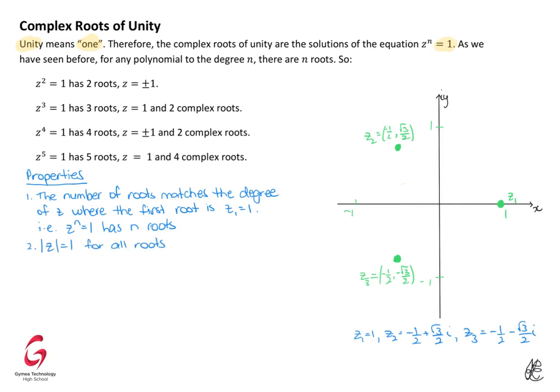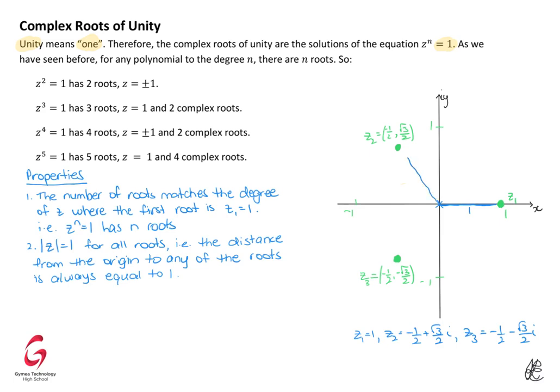The second is that the modulus of z is equal to 1 for all roots. So remembering that the modulus is measuring the length from the origin out to that complex value, which we can see on that first root, given that moving from the origin to the point 1 on the x-axis gives us a length of 1, but this will hold true for all of the roots that are generated from the origin out to their position on the Argand diagram.